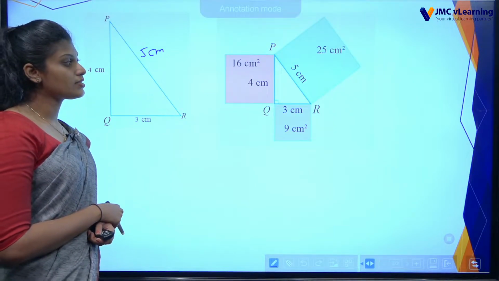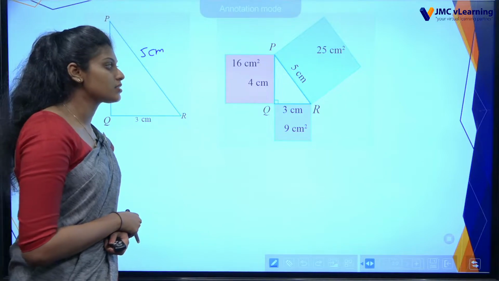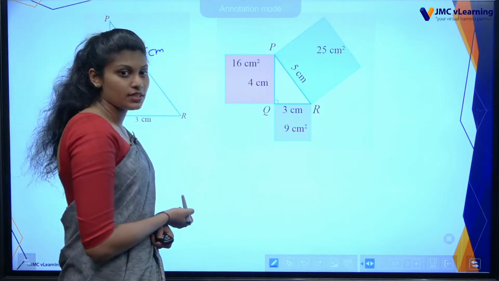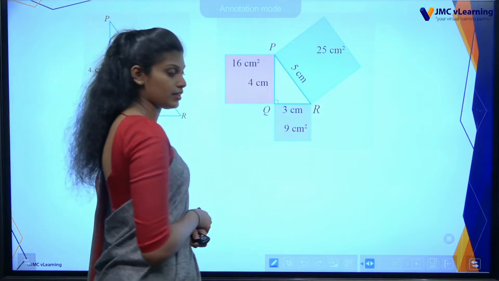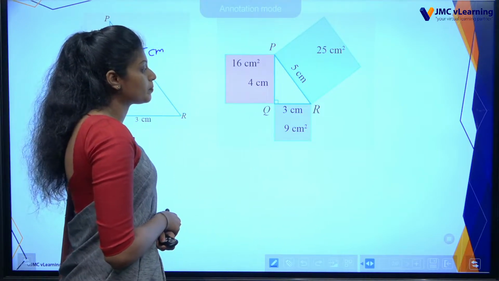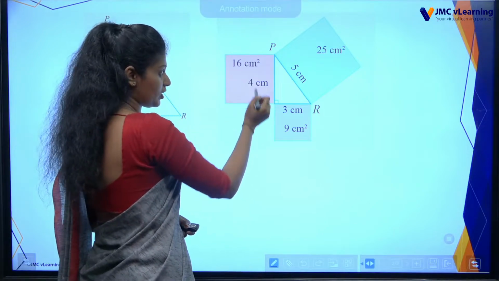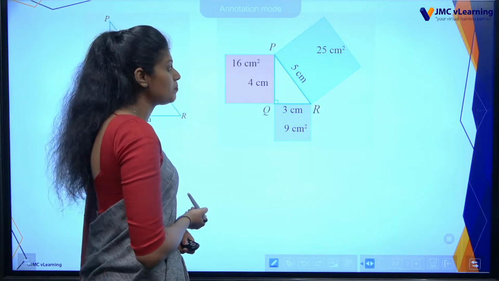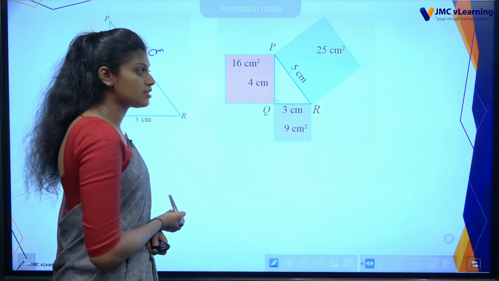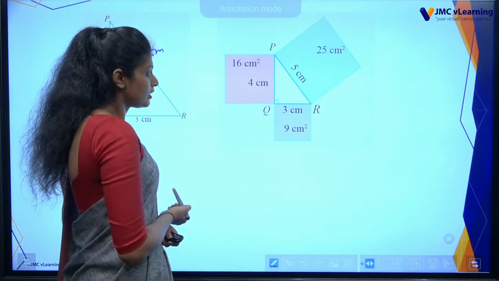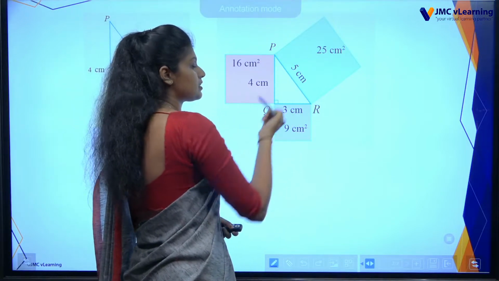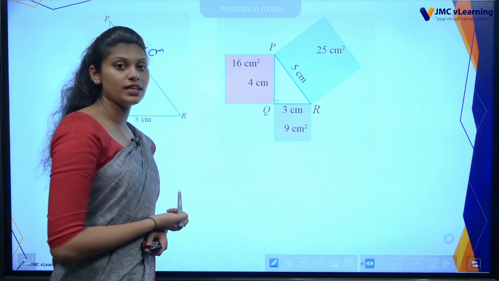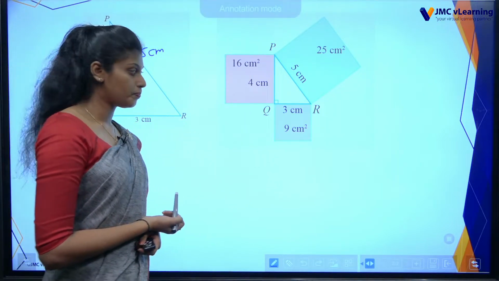Then here you can see a square has been drawn on each side. PQ length is 4 cm, QR length is 3 cm and PR length is 5 cm. Then here you can see on each side there is a square. Let's find the area of each square.